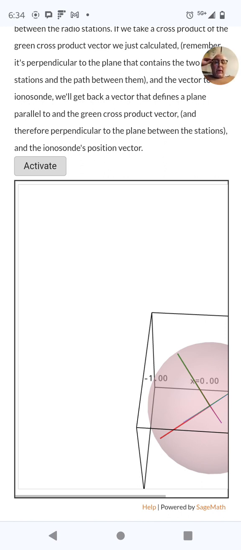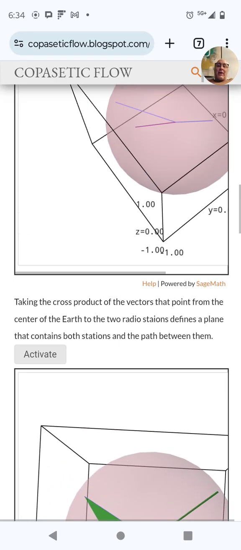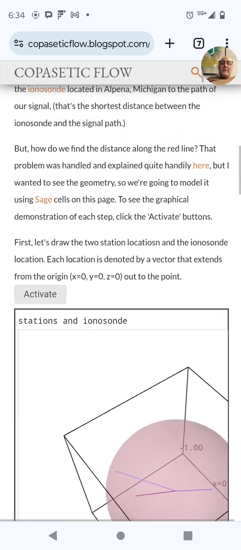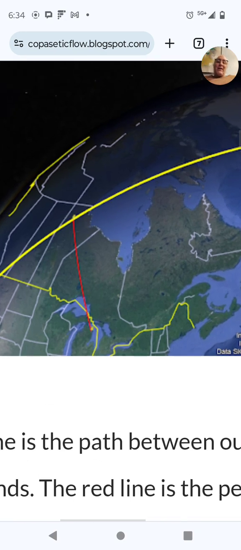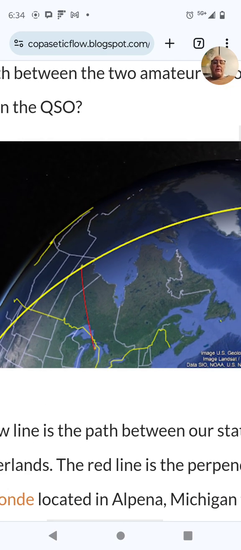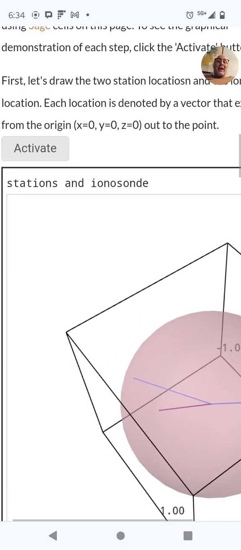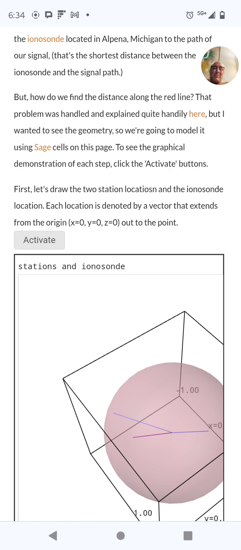Cool. So now if we look at the edge of that plane, we have a path from the ionosonde that intersects the path of the two QSO stations at a right angle. So we did it, almost. We've got a picture of that red path now. The last issue is we don't know where that red path is. It's okay, we're going to do one more cross product.